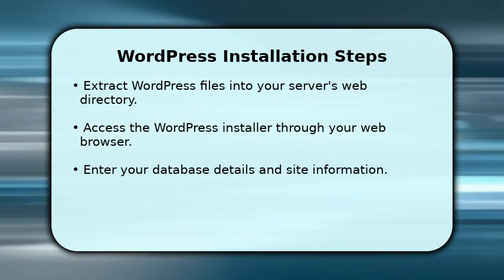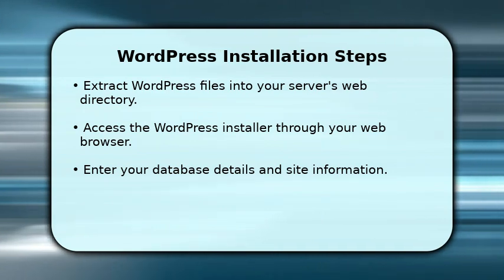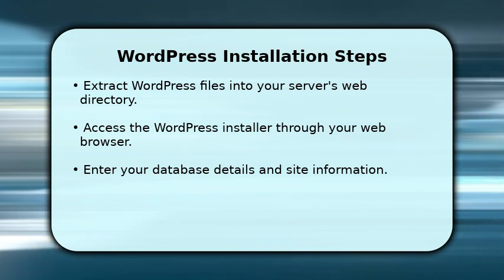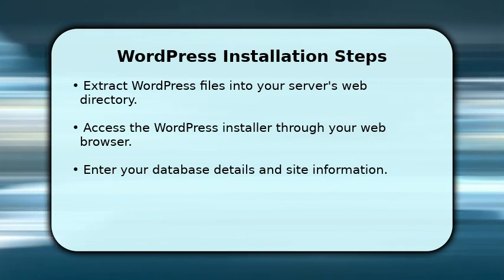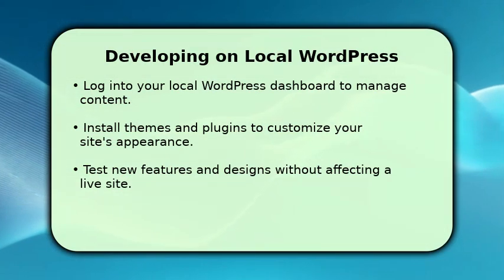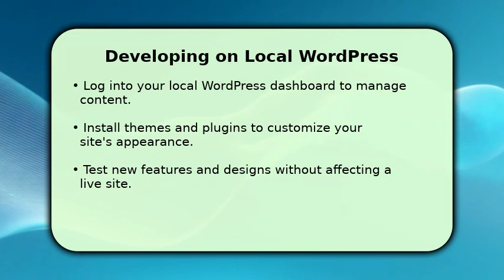Once your server is ready and WordPress is downloaded, extract the WordPress files into your local server's web directory, often named htdocs or www. Then, open your web browser and navigate to the local WordPress installation URL to start the setup process. You will be prompted to enter your database name, username, and password, along with your site's title and admin credentials.